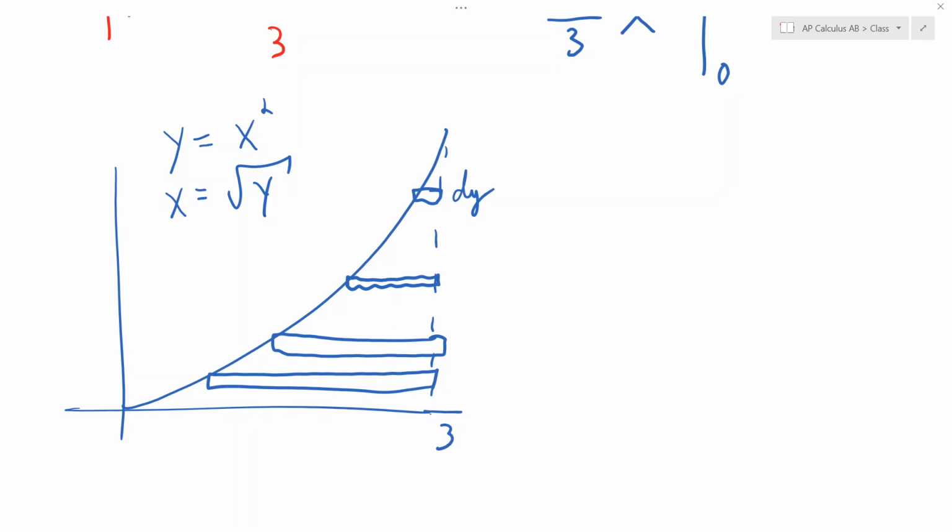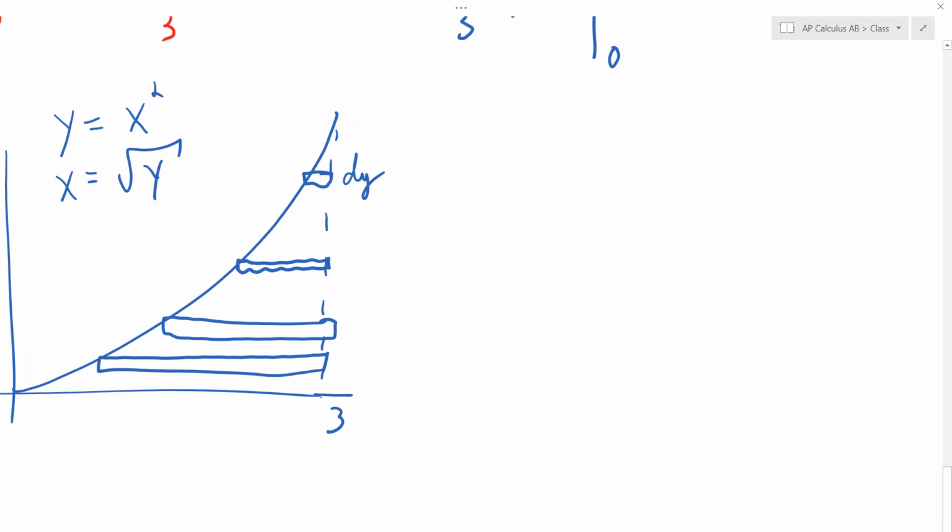Okay, good. Makes sense? What's the area in there? What's the area of one of those rectangles? 3 minus root y times dy.